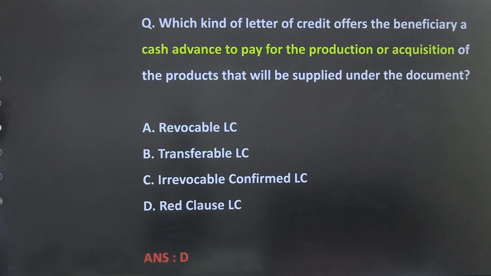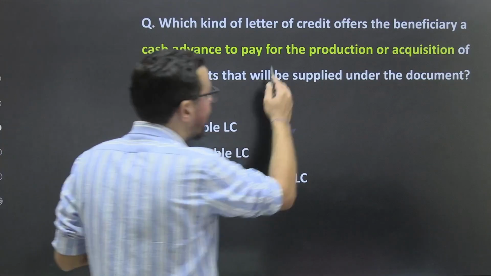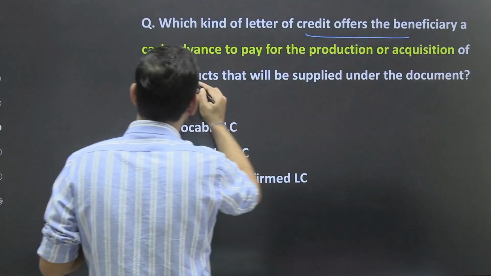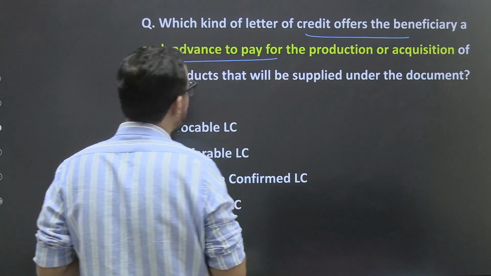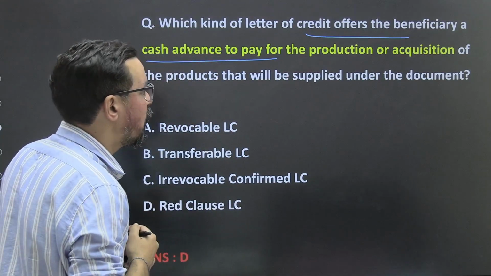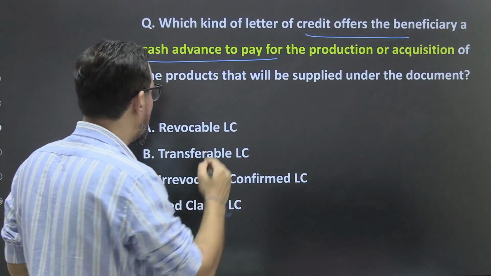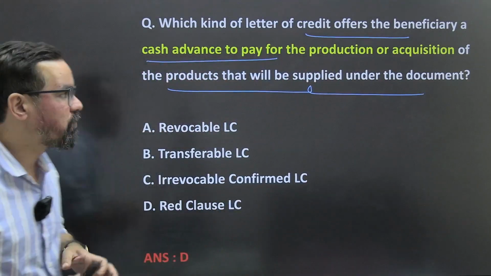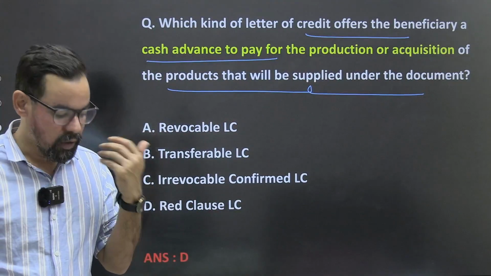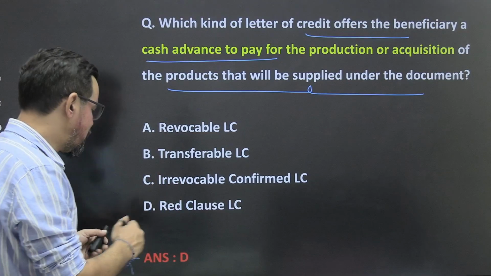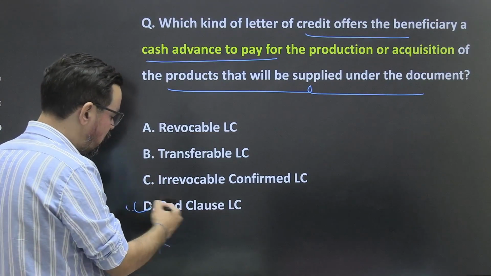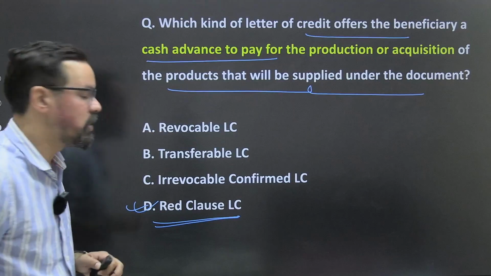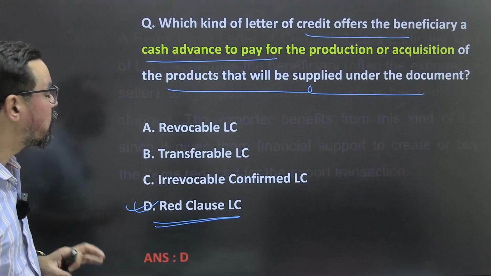Which kind of letter of credit offers the beneficiary a cash advance to pay for the production or acquisition of products that will be supplied under the documents? There is a documentary letter of credit known as the red clause. It is called the red clause LC, so please do remember this one.